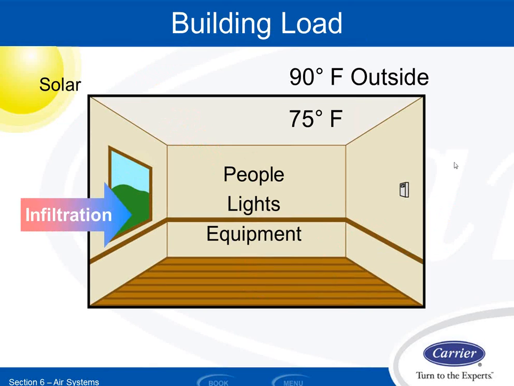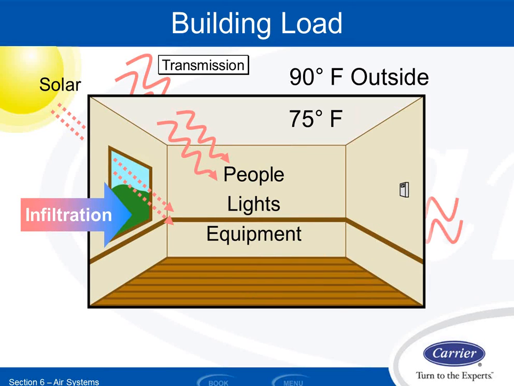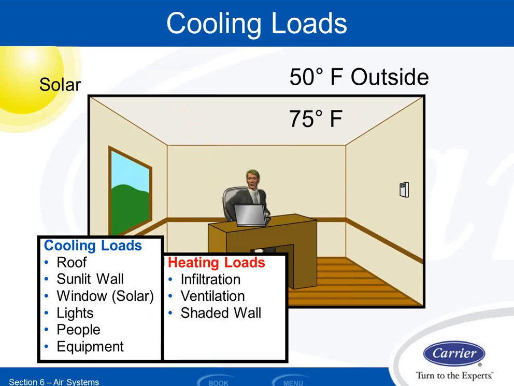So my building load is a combination of my internal gains, people, lights, and potentially equipment, and my external gains, transmission, infiltration, and solar. I need to add all of those up to determine how much cooling capacity I'm going to need to cool this particular room. Right? So it's kind of a summary of all of those things.